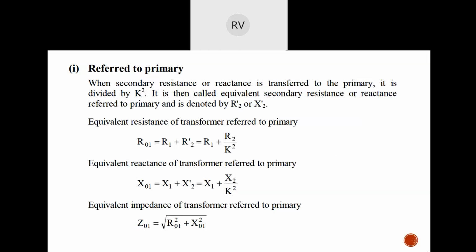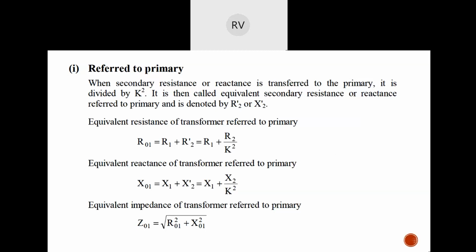So when the secondary reactances or resistances are transferred to the primary, they have to be divided by K square. This is called the equivalent secondary resistance or reactance referred to the primary and denoted as R2 dash or X2 dash. So whenever you see R2 dash or X2 dash, you need to remember that it is the secondary resistance referred to the primary. So let us see how this will happen.